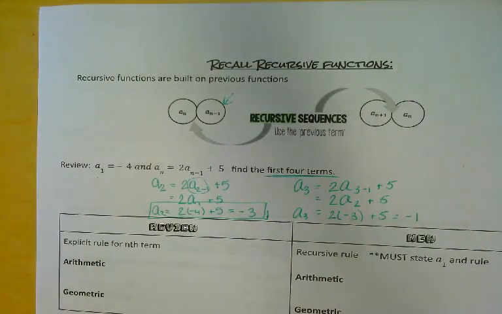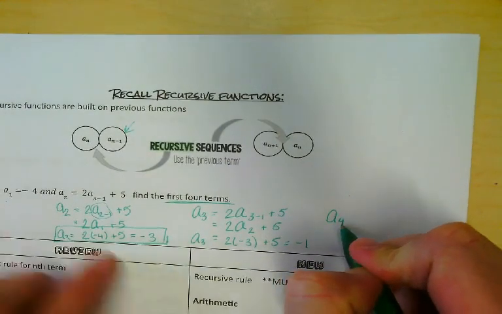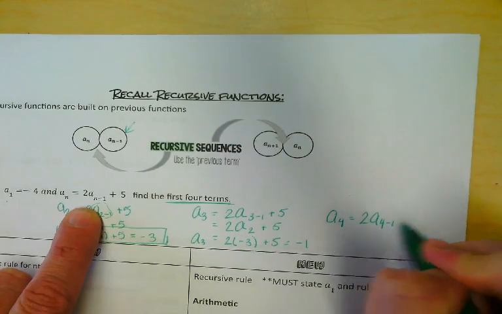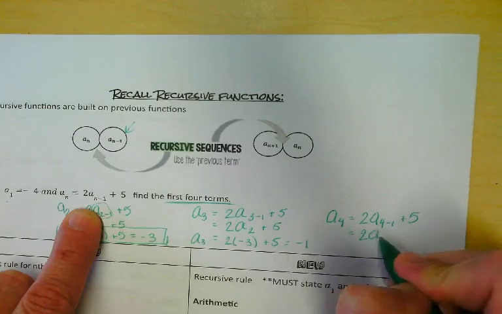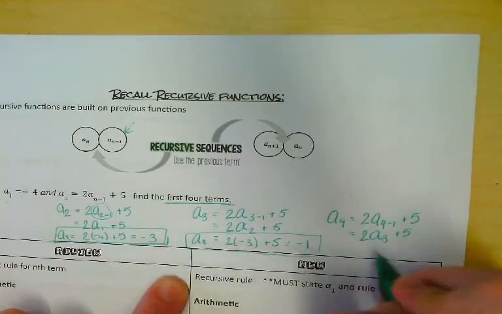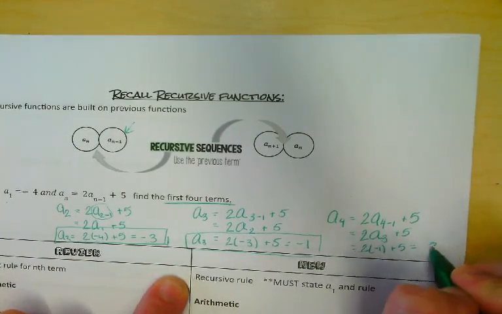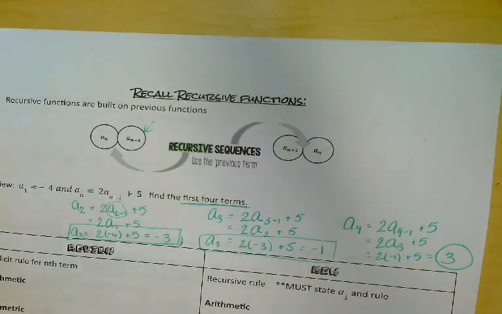And then I just get the last one. Since it's at 4 terms, I'm going to go get a sub 4. So I'm going to replace all those little n's with a 4. That's 2 times a sub 3 plus 5. A sub 3 was -1. So 2 times -1 plus 5 is equal to 3. Okay, so that recursive is just using a previous term. And if you write nice and neat, they're pretty straightforward.